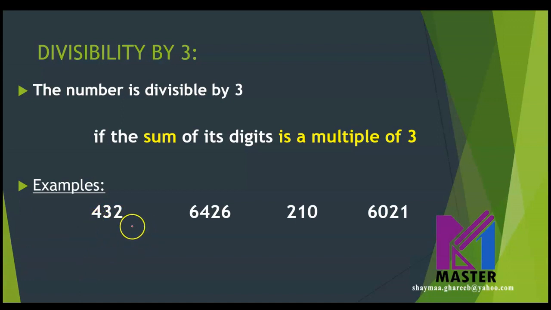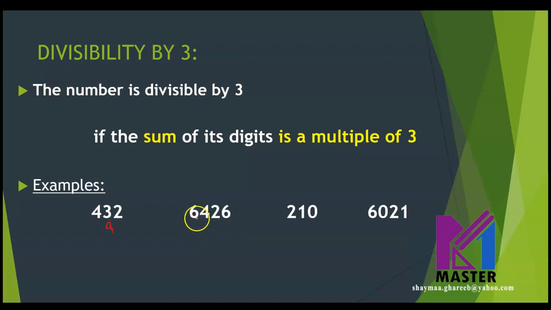432. Let's find the sum of its digits. 4 plus 3 equals 7. 7 plus 2 equals 9. Then the sum here equals 9. Is this 9 a multiple of 3? Yes. Then number 432 is a multiple of 3.